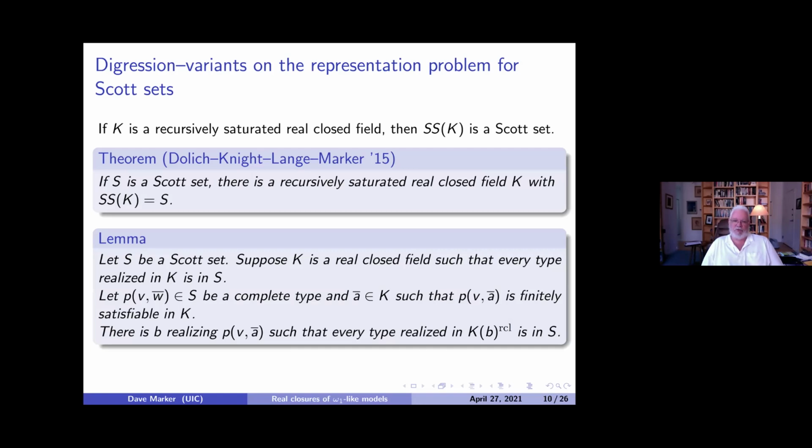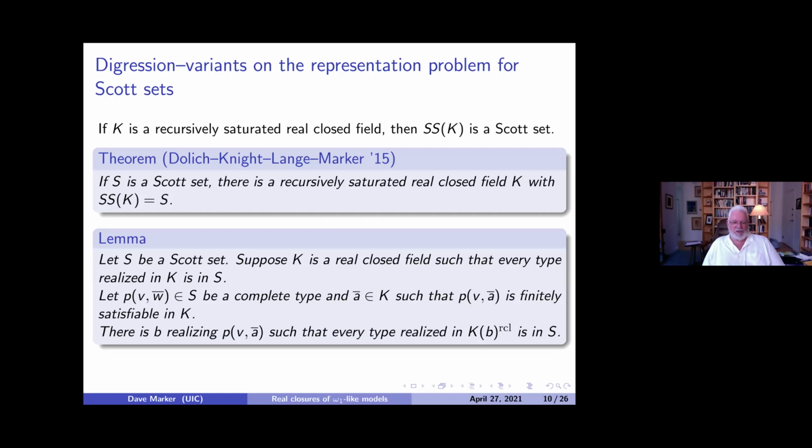Suppose I have a real closed field. I'm just going to build this by realizing types one at a time until I'm done. So at some stage, I'm going to have a real closed field K with the restraint that every type realized is in the Scott set S. And I have some type in S that's finitely satisfiable, so I want to realize it. I need to show that there's a B that realizes it. So if I adjoin B and take the real closure, I still have this property that everything realized is in S.